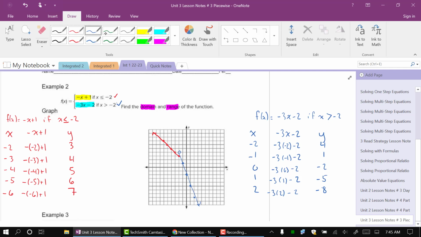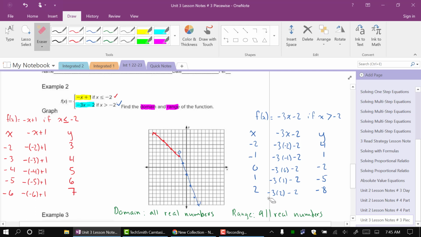So what is going to be our domain and what is going to be our range? So our domain, again, from left to right, is all the x's, so all real numbers. And what is going to be our range? Well, our range really doesn't stop because it goes from the top y all the way down to the bottom y. So our range is also all real. So both of them are all real numbers.